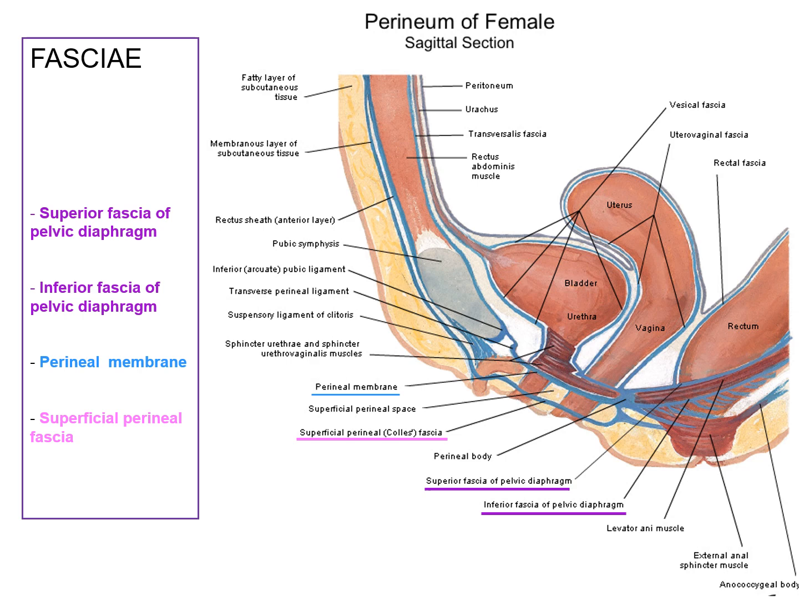The fasciae of the pelvic floor are the superior fascia of the pelvic diaphragm, which covers the superior surface of the pelvic diaphragm, then the inferior fascia of the pelvic diaphragm, located at the inferior surface of the pelvic diaphragm. The next is the perineal membrane and superficial perineal fascia.